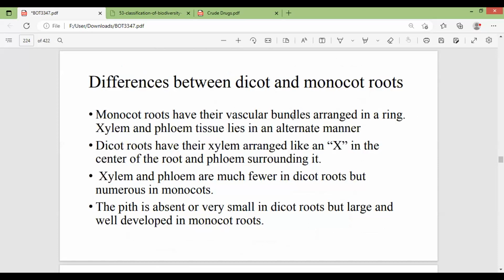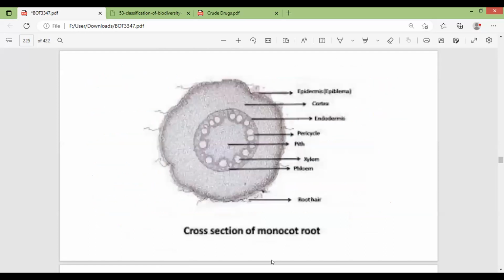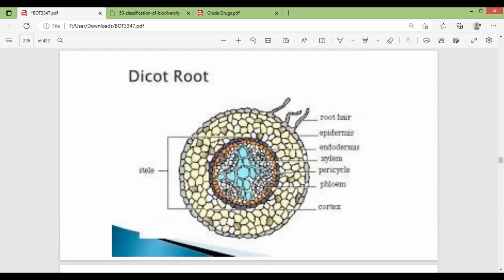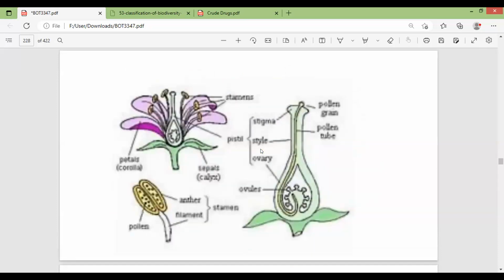Then the root. The root, again, we had mentioned this before. In the monocot root, the xylem and the phloem are in a circular manner, but in the dicot root, they are in an X-shaped manner. Here in the monocot root, the xylem and phloem are in a circular manner, and you can see the pith. But in the dicot, it's star-shaped or X-shaped, depends on how you look at it. So that's the arrangement of the xylem and phloem in the root.